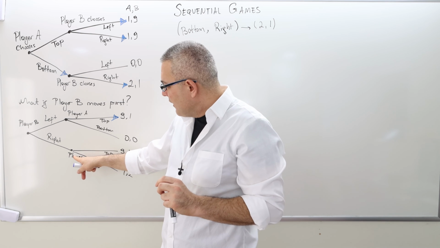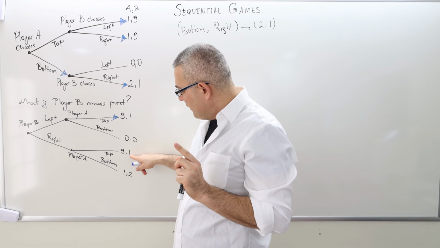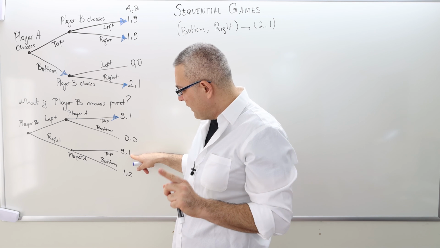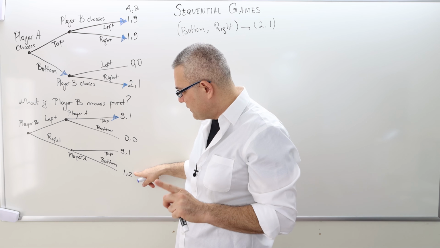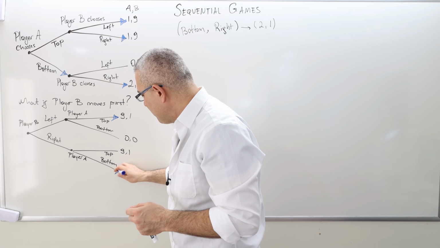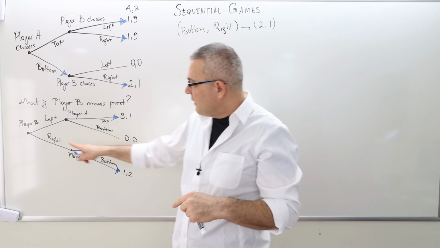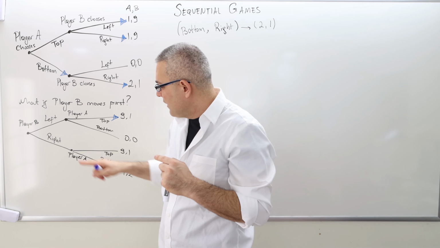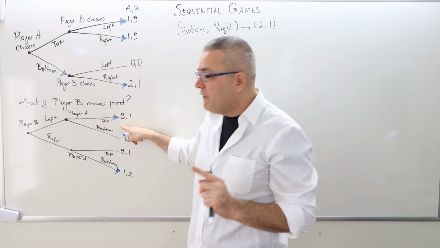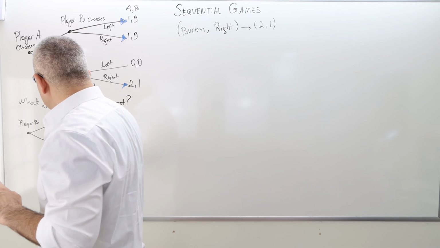In that case, she knows that player A is going to consider between top and bottom. If player A chooses top, she's going to get 1. If she chooses bottom, she's going to get 2. Obviously, player A is going to go for the best outcome for herself, so she's going to go for bottom. That means player B, if she chooses right, is eventually going to get a payoff of 1. However, if she chooses left, eventually she's going to get a payoff of 9. So she should be going for left.